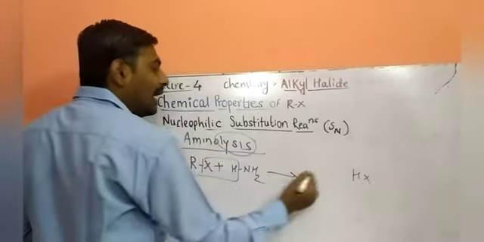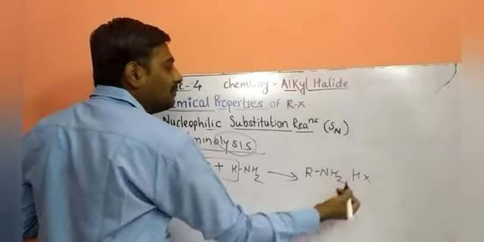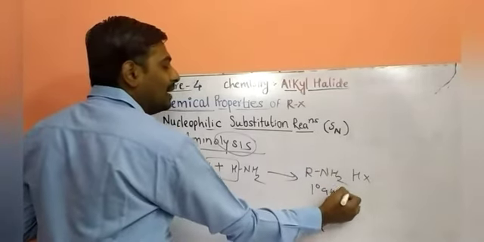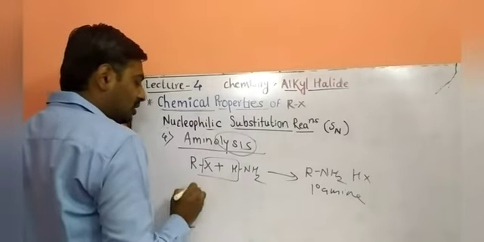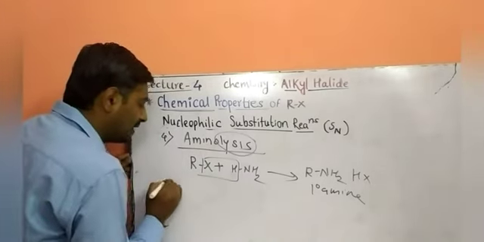So what is the main product? RNH2, amines, as the main product. But which type of amine? Primary amine is formed as the major product in this reaction. So for this R, we'll discuss an example.